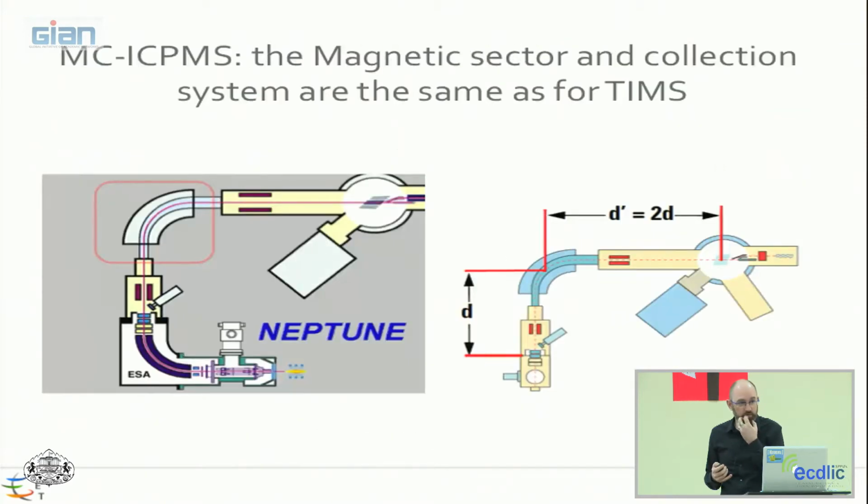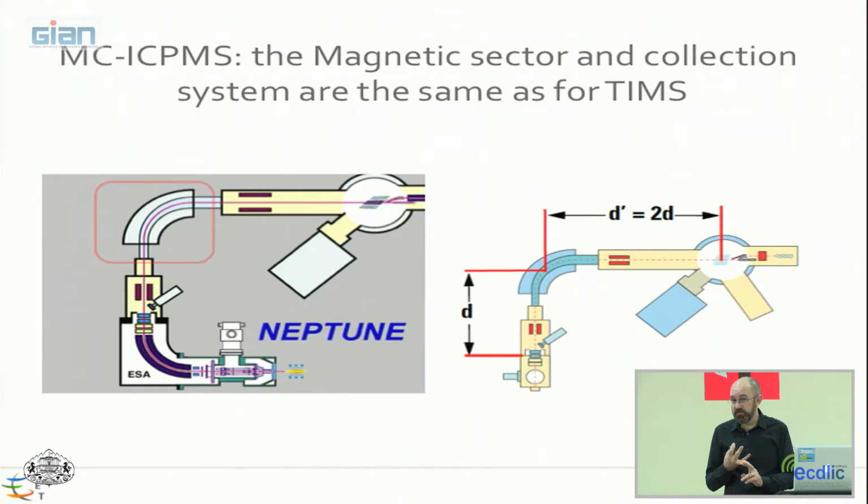Then, what you have to do is to focus it using the magnetic sector, exactly the same as before, and then collect in the collector. So the Neptune, the MC-ICP-MS, has the same magnet and the same collector as the Triton.